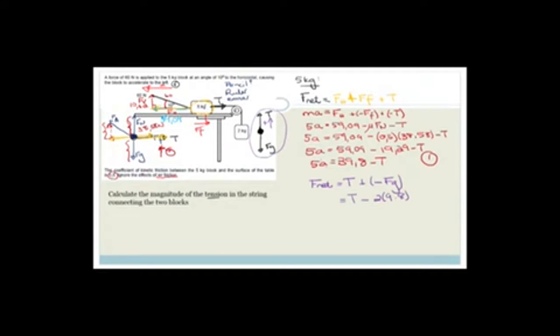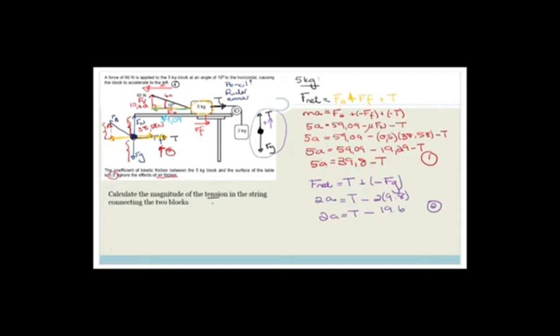But do you agree the whole system has to have the same acceleration? Otherwise, this string would break and then there wouldn't actually be a system. So therefore, it's going to be 2a. So now we've got 2a is equal to T minus 19.6, and that's equation 2.